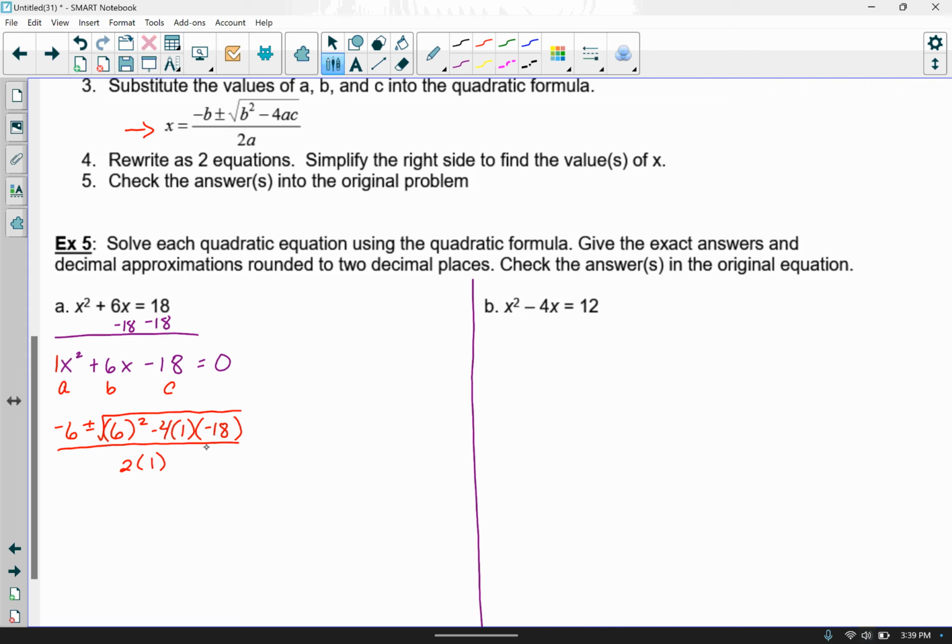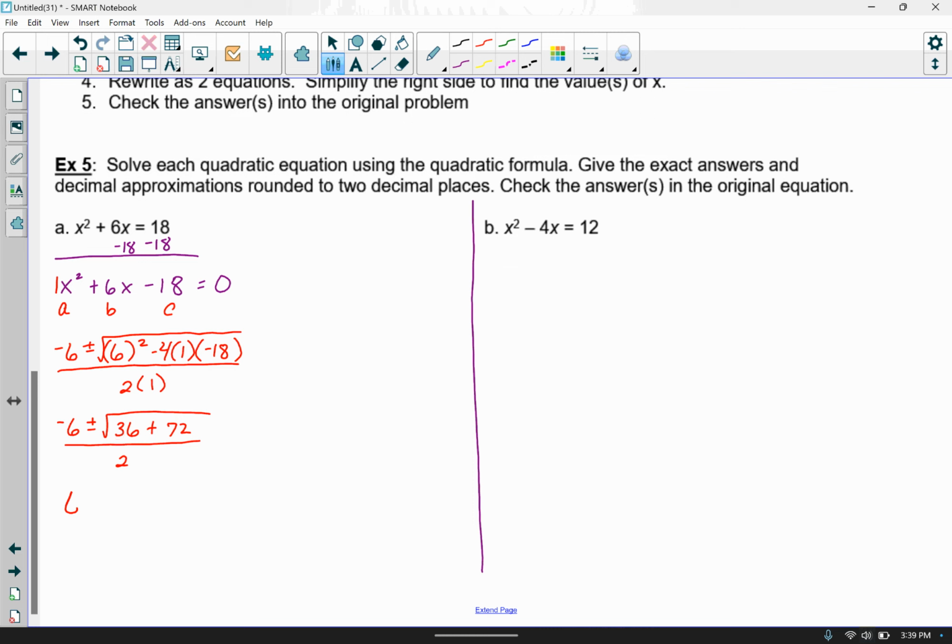All right, so now I just keep going through and let's clean this up. So I have negative 6 plus or minus the square root, 6 squared, 36, minus 4 times 1 is going to give me negative 4 times negative 18. That's going to give me a positive 72. On the bottom, that's 2. All right, keep cleaning up. So I have negative 6 plus or minus the square root of 108, all over 2.